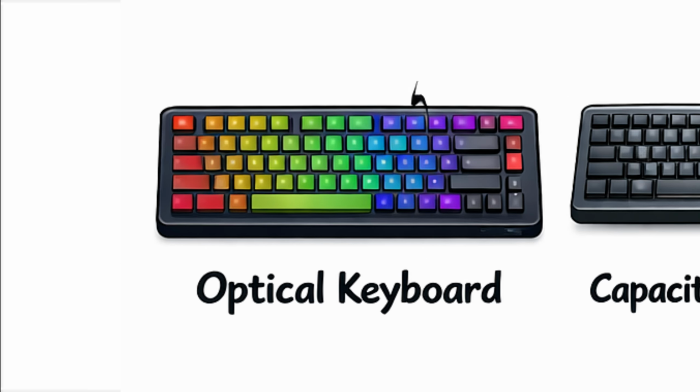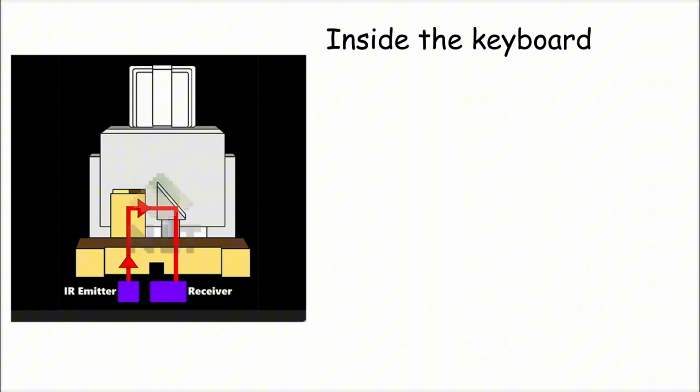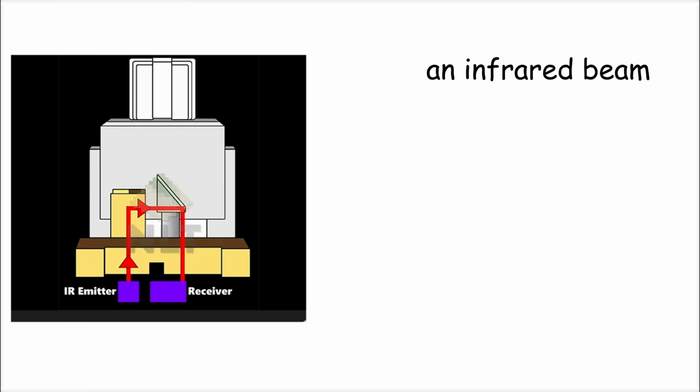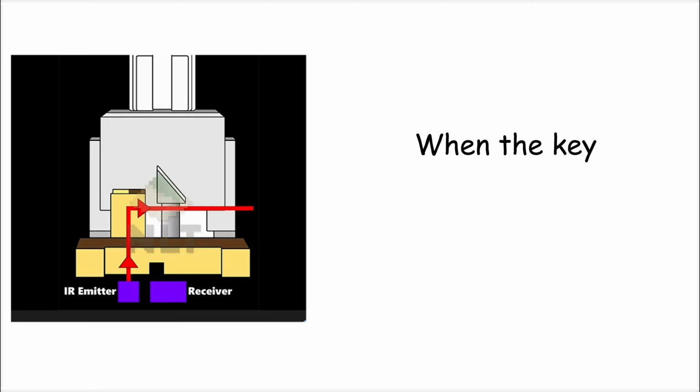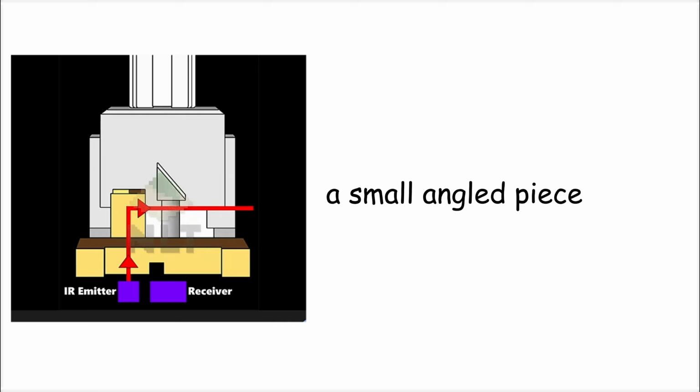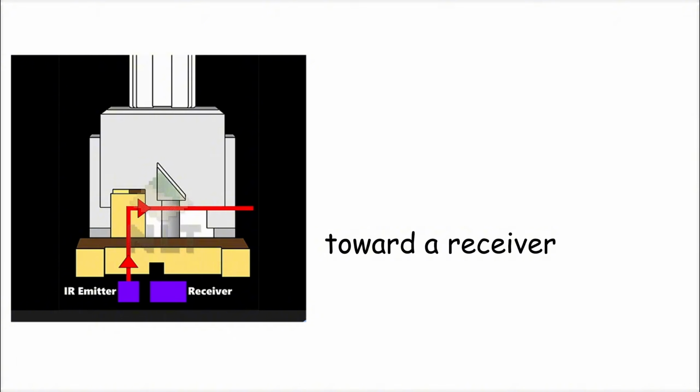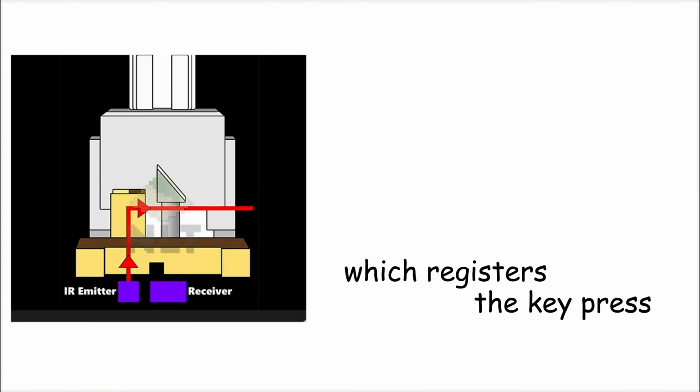Optical keyboard. An optical keyboard uses light instead of traditional electrical contact to detect key presses. Inside the keyboard, an infrared beam shines from a transmitter. When the key moves down, a small angled piece redirects the beam toward a receiver, which registers the key press.